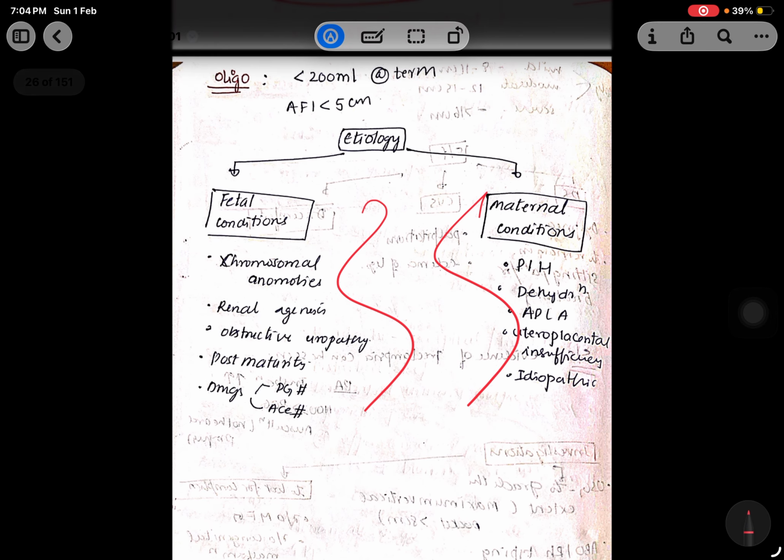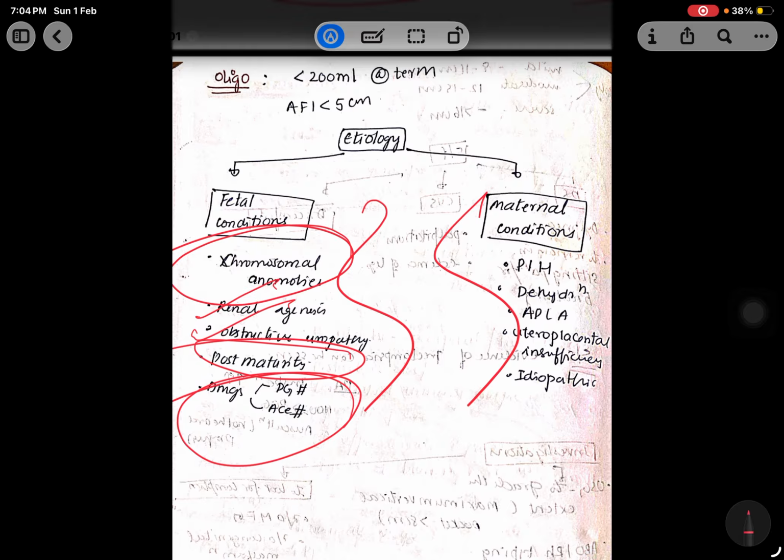So here, what is the main source of liquor in the baby? It is obviously the fetal urine. So you have to think of something related to a renal cause under fetal conditions. Obviously you have to think about renal agenesis or something related to obstructive uropathy. What happens in post maturity? Obviously the placenta starts to fail, so you might have less liquor, and also iatrogenic causes and chromosomal abnormalities.